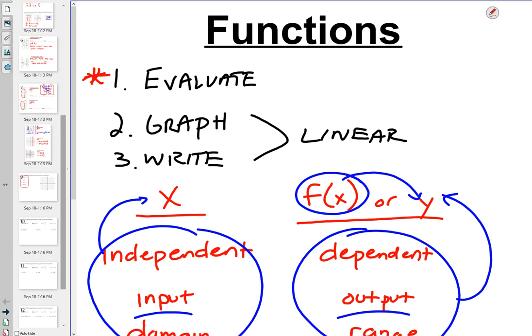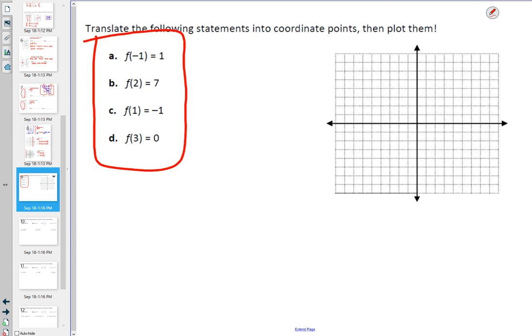Pay attention to the parentheses, that's the important thing. Because look, how many variables do we have in a function? 2. So when we're evaluating, which is what we're about to start doing, there are 2 variables, they're going to give you 1. You're going to be given 1, you have to find the other. But you can't find one if you don't know which one they're giving you. So the ones in the parentheses, not the quotations, but the parentheses, those are x's.